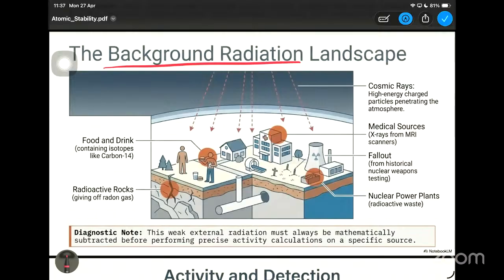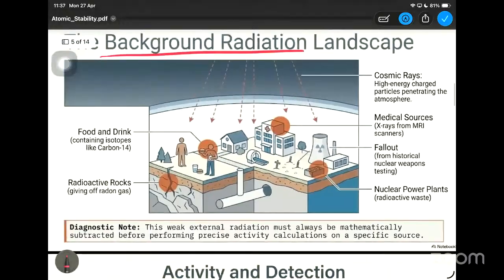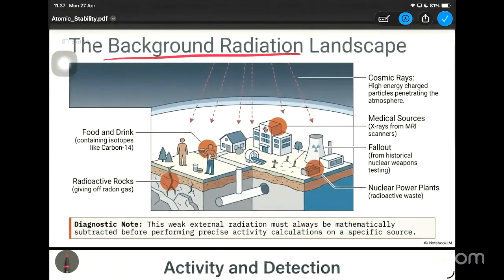And also there will be cosmic rays and medical sources. So we know that X-rays also fall under a different type of radiation, and the nuclear sites, right? So if you remember this diagram, I think you can easily remember what the sources of background radiation are, right? And also remember, there was a question as well.